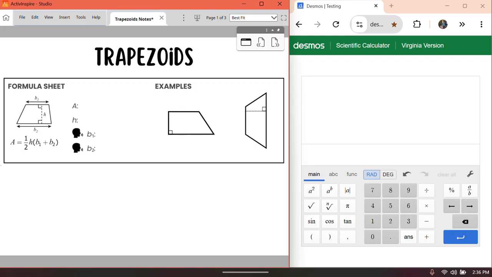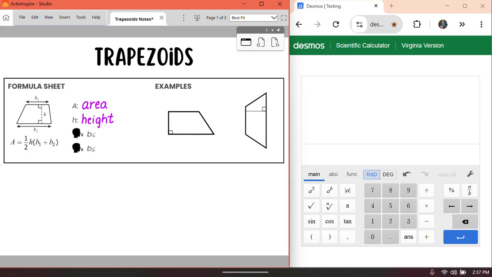So there's that. When we're talking about all the pieces of this formula, it looks complicated, but honestly, it's pretty easy to use, especially considering we have Desmos. So the A stands for area, of course. The H stands for height, just like in a parallelogram or a triangle. And then the two B's are bases.